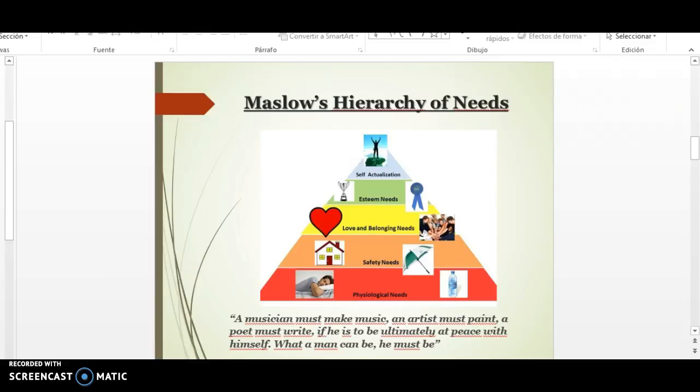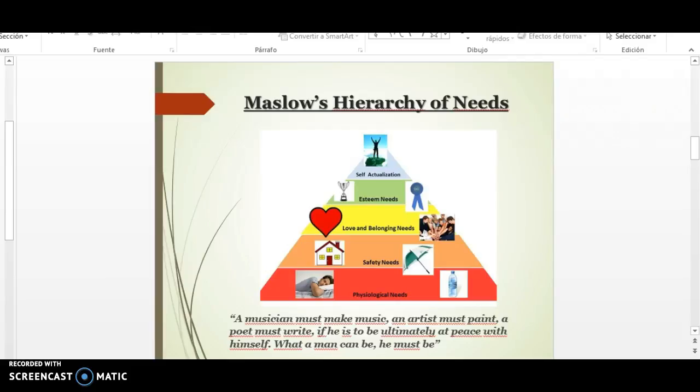Maslow noted two versions of esteem needs, a lower version and a higher version. The lower version of esteem is the need for respect from others. This may include a need for status, recognition, fame, prestige, and attention. The higher version manifests itself as the need for self-respect.